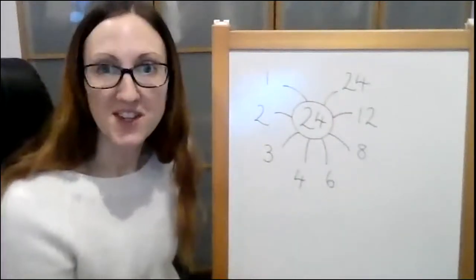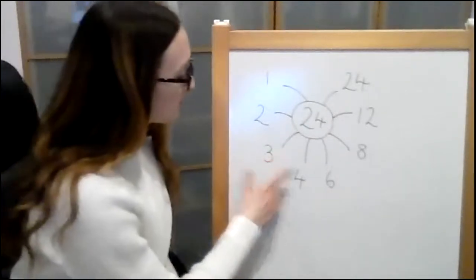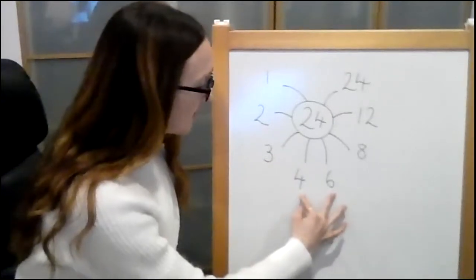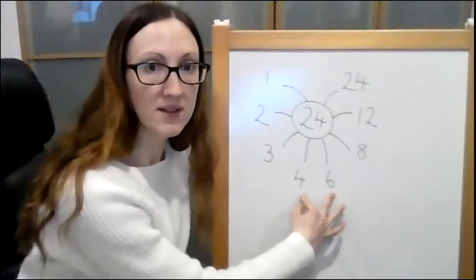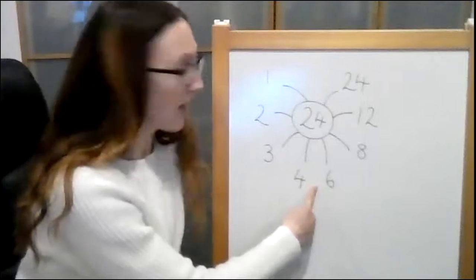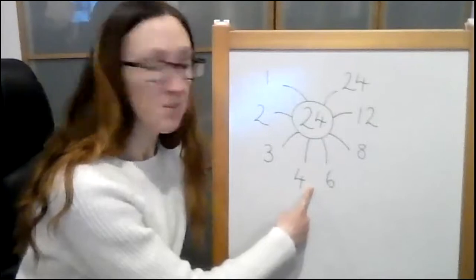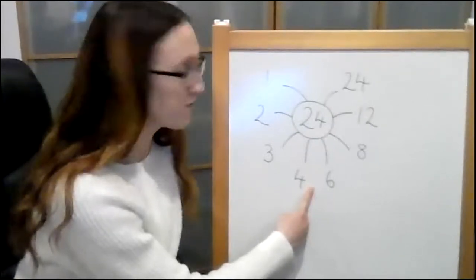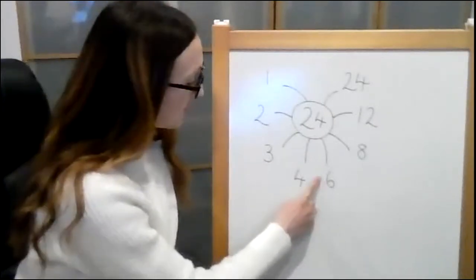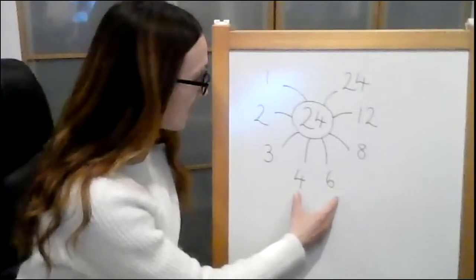And I can be very certain that I have found all of the factor pairs for 24 now, because if I look at the bottom here, I've got 4 times 6. Now then, the only other number that is between 4 and 6 is 5. And I can see already that 5 is not a factor of 24, because in my 5 times table, 5 times 5 is 25, not 24. So I can be certain that 5 isn't a factor, so I need to leave it out, and I simply leave 4 and 6 there.